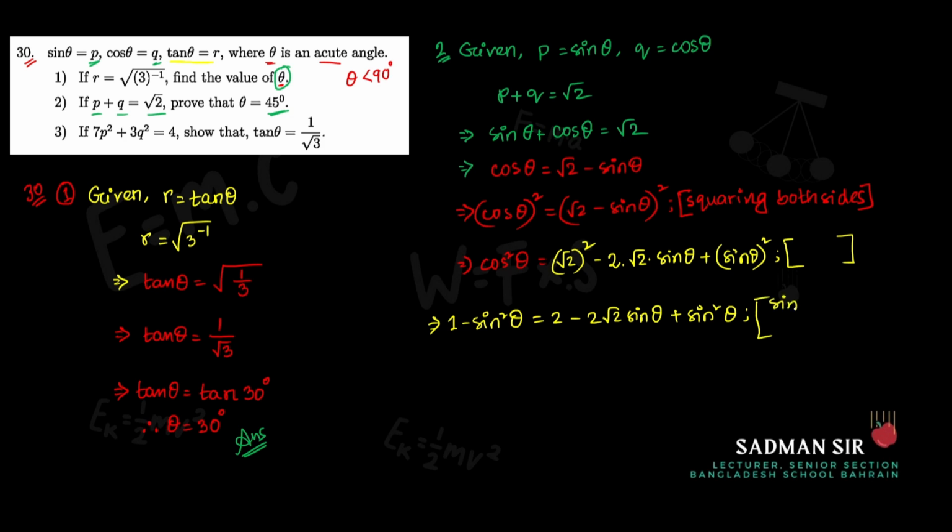You know that sin square theta plus cos square theta is equal to 1. And then cos square equal to, if I change the side of sin square, it will become 1 minus sin square. So that is how we can replace cos square by 1 minus sin square theta.